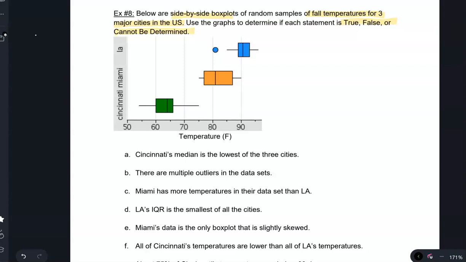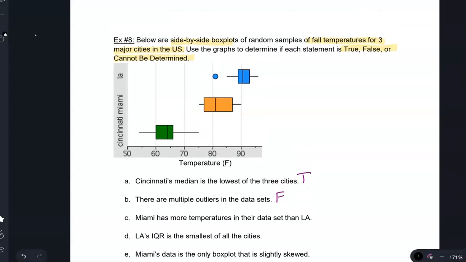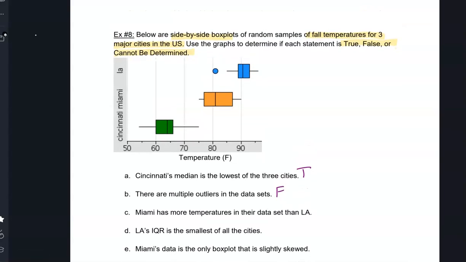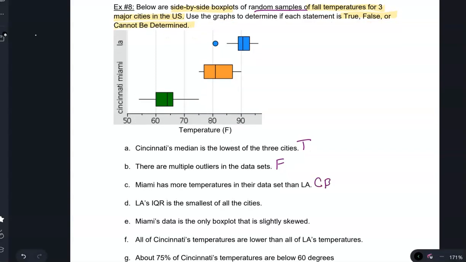Cincinnati's median is the lowest of the 3 cities. If you look at the lines in the middle of our box plots, those are our medians. That is true. There are multiple outliers in the data sets. I only see one. That is false. Miami has more temperatures in their data set than LA. Notice we're not told how many temperatures they took. We're just told random samples. So this is a cannot be determined. It could be true, it could be false. We do not know.